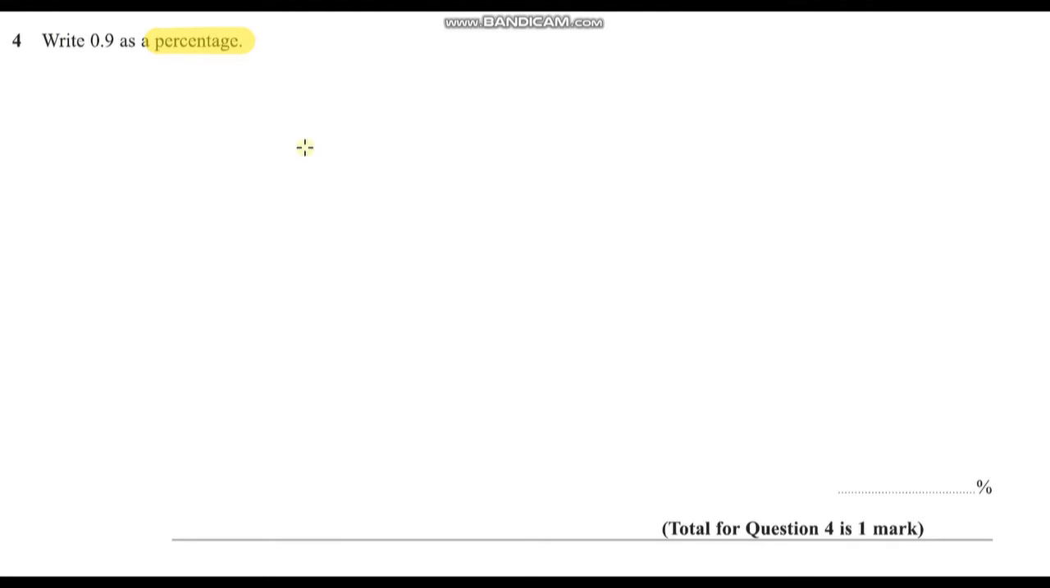Okay, so converting between decimals and percentages. So whenever we convert a decimal to a percentage, we just multiply it by 100. The word percent means per 100.